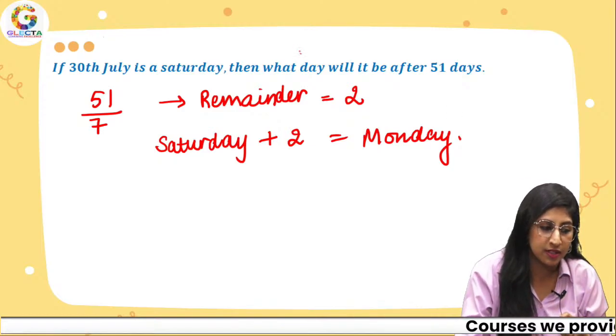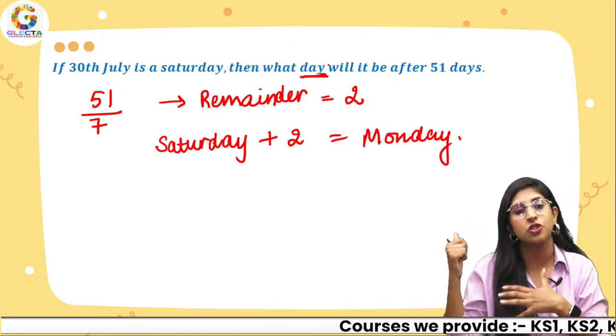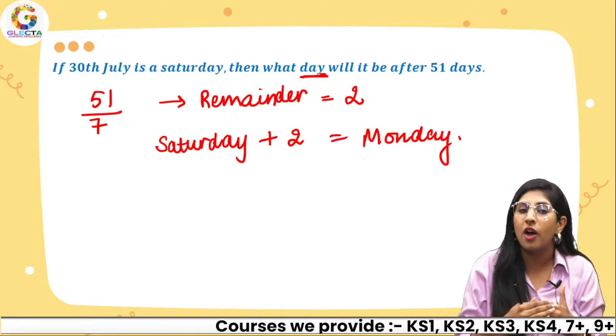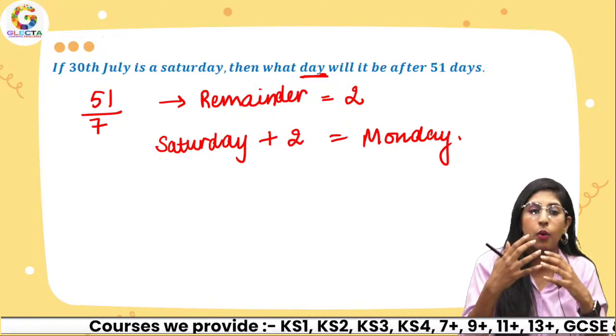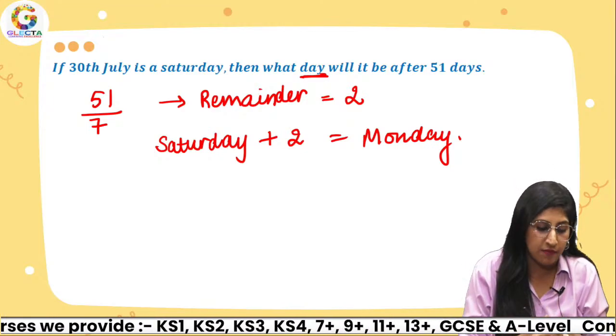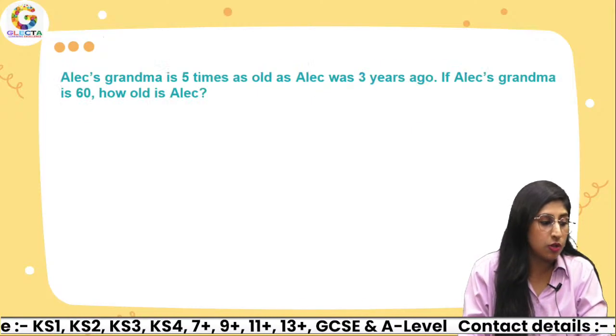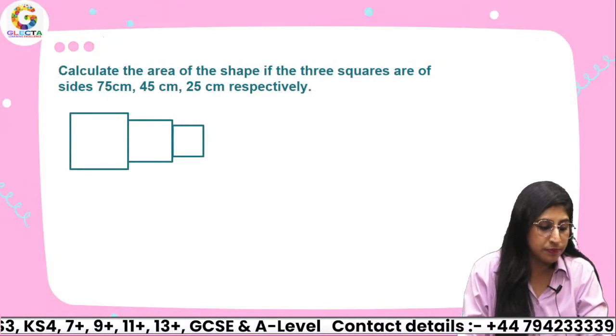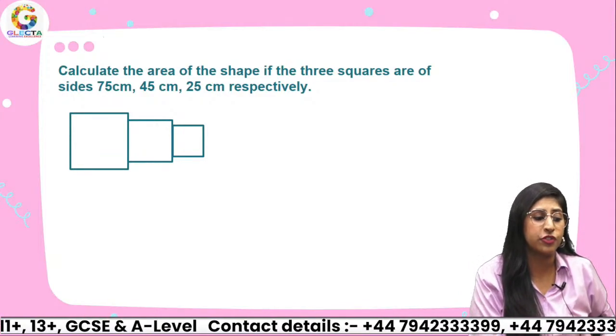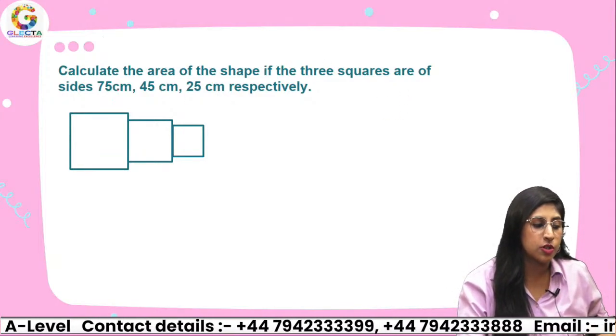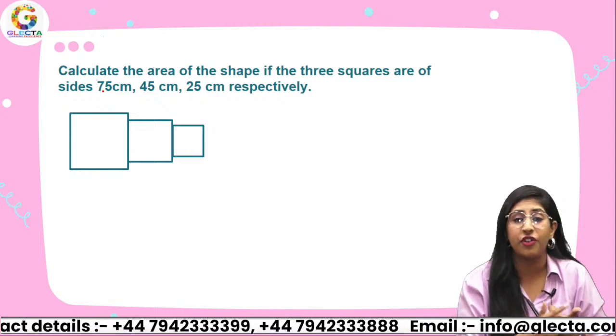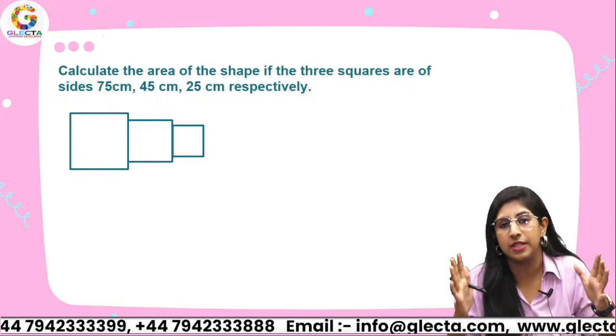It is just asking the day, and for the day, you can just remember this small trick that you have to find out the remainder when you're dividing anything by 7. All right. So now the next question, calculate the area of the shape if the three squares are of sides 75, 45, 25. Now this is a very easy question.